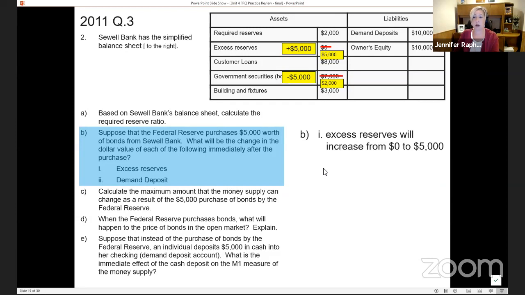And so what happens to demand deposits? Nothing. So the change in demand deposits is 0. We're not doing anything on the liability side of the balance sheet. We're only working on the asset side.